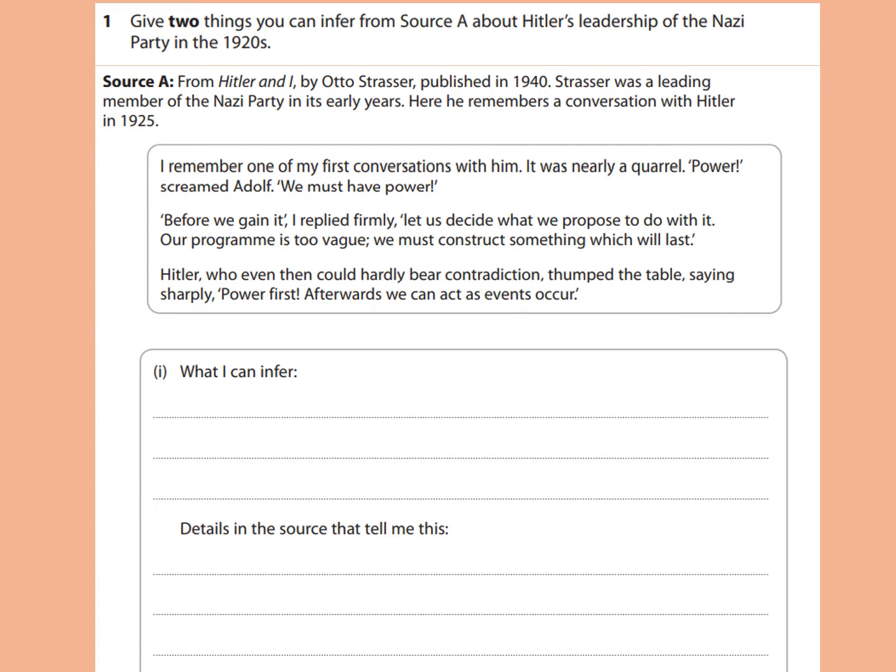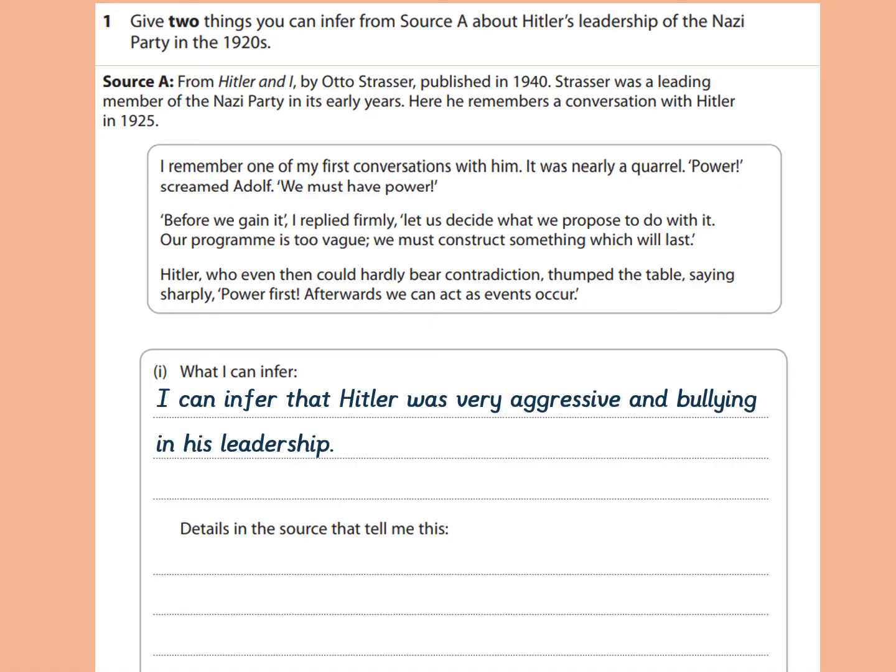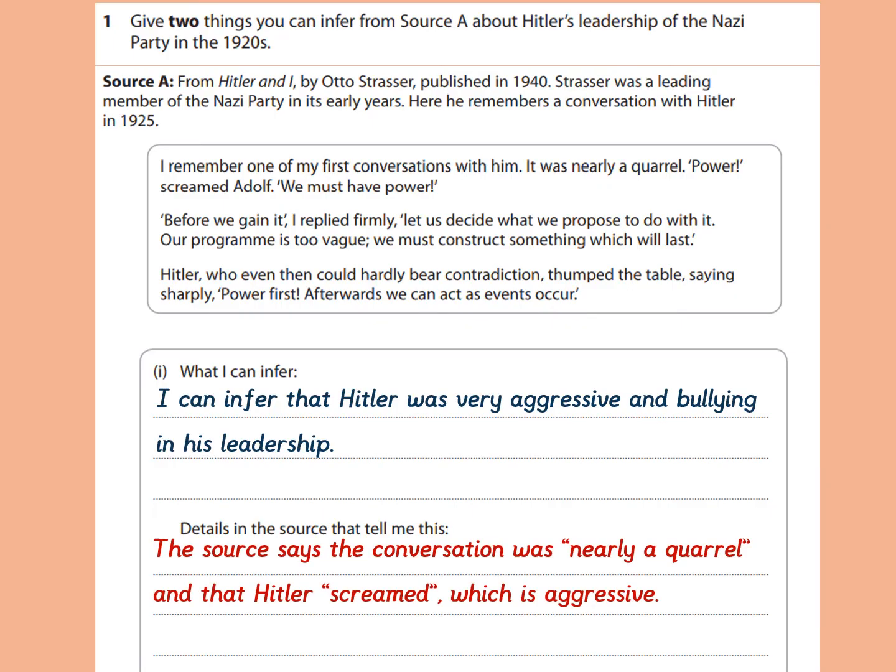Here's my first inference, and remember, an inference should go beyond the obvious. I can infer that Hitler was very aggressive and bullying in his leadership. Detail in the source that tells me this: the source says the conversation was nearly a quarrel and that Hitler screamed, which is aggressive. So I get a mark for this because this inference is directly linked to leadership.